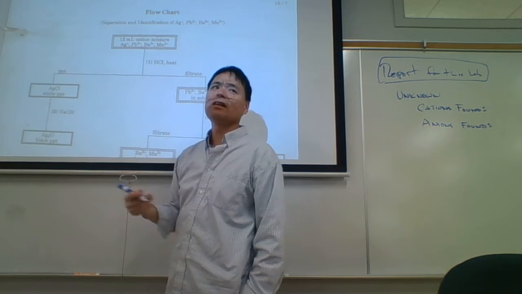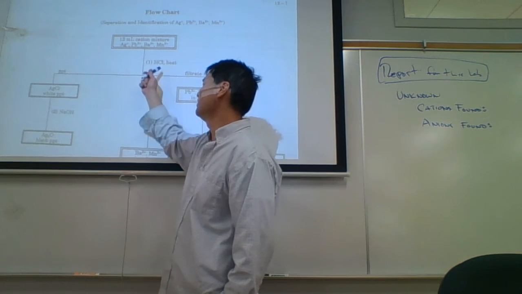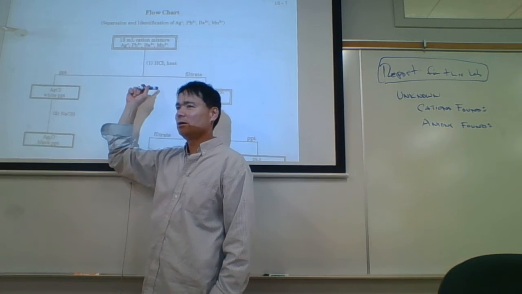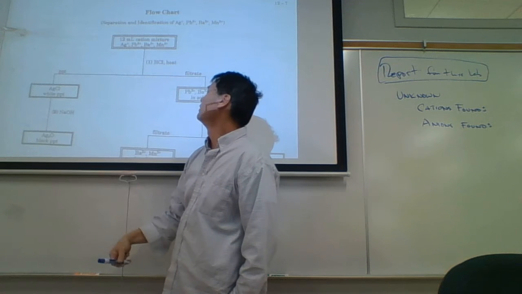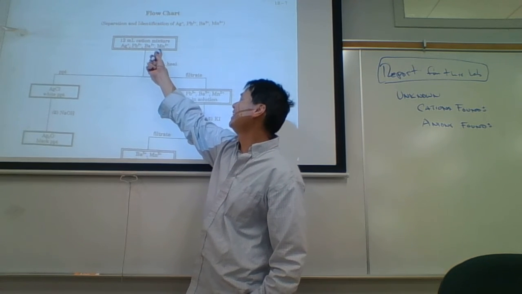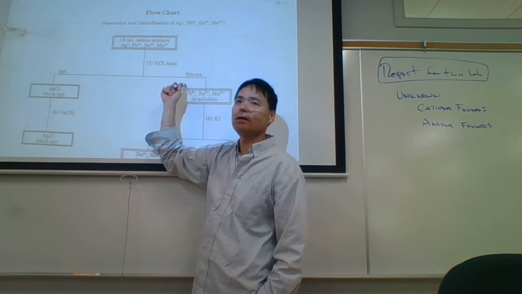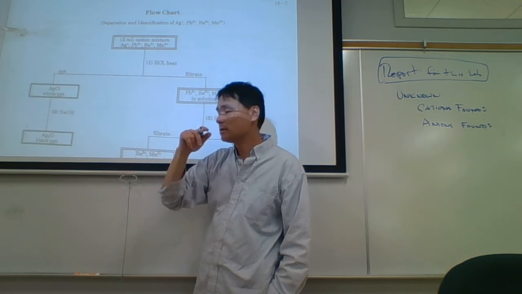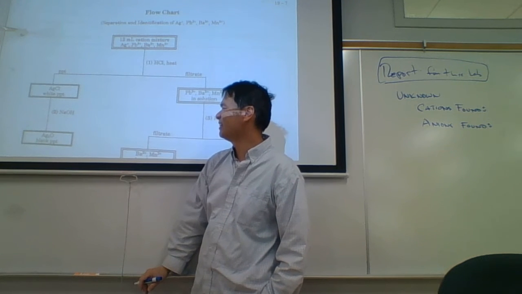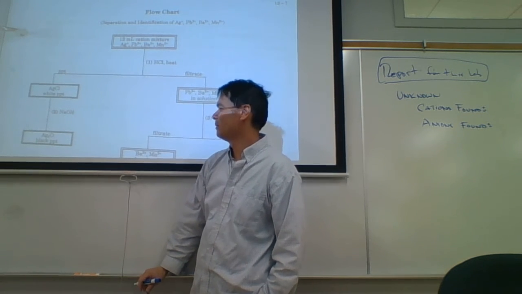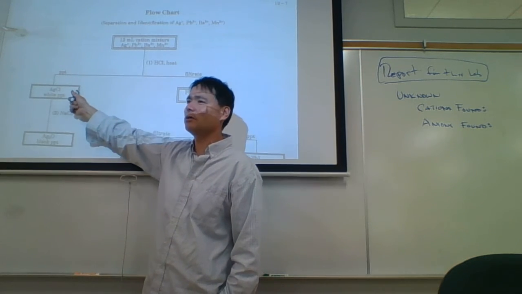When you add the HCl, nothing's going to happen because you need silver or lead to precipitate with the HCl. And so if your unknown consists of barium and manganese, then you get no precipitate here. So you're adding this HCl and not getting any precipitate, then you figure, well, I'm not going to go down this branch.